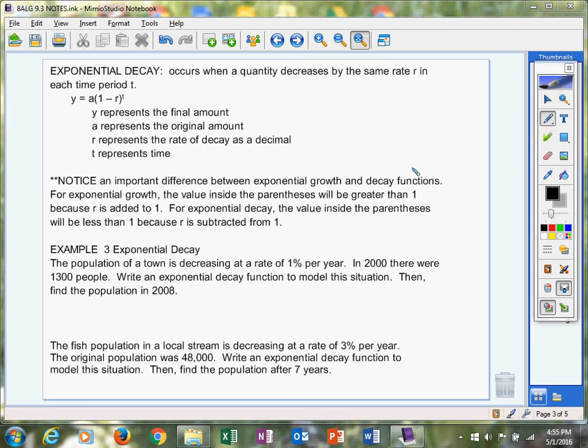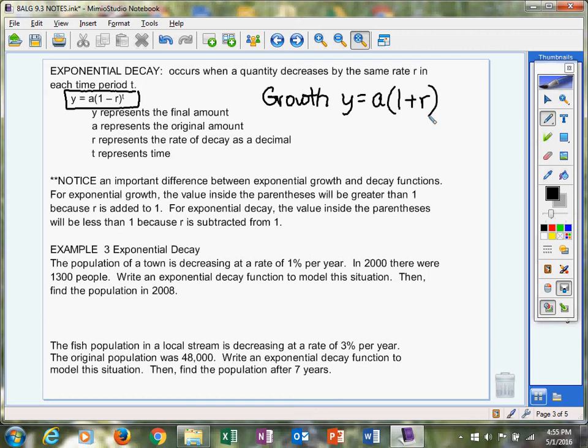Algebra students, welcome back. We're doing section 9.3, example 3, and now we're moving away from exponential growth and starting to jump into exponential decay. So this formula should look pretty familiar to you. Let me put growth here beside it so we can compare them. This is what we did in example 1.